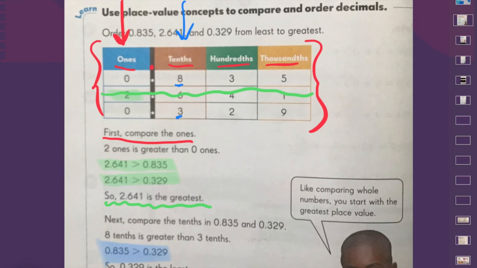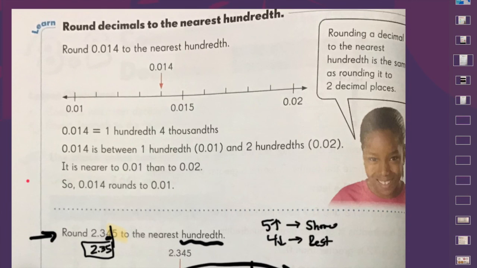So in today's lesson, we learned about comparing and ordering decimals. It's very important to line the decimals up by place value and start comparing in the largest place. And we also learned about rounding decimals to the nearest whole number, nearest tenth, and nearest hundredth.